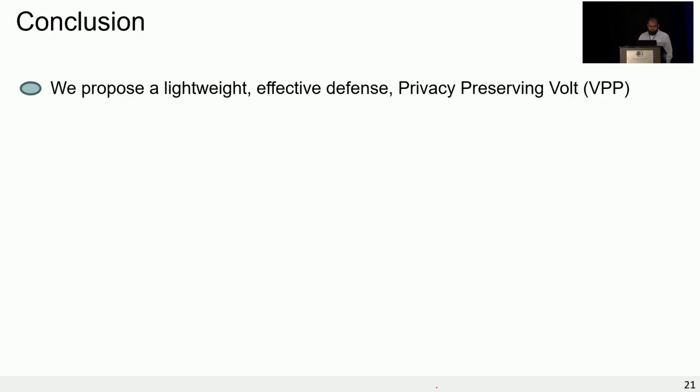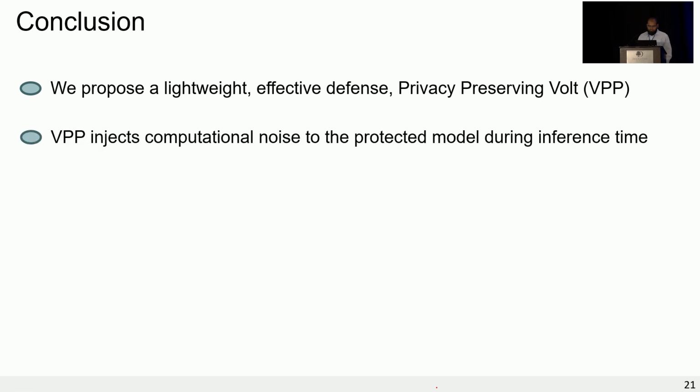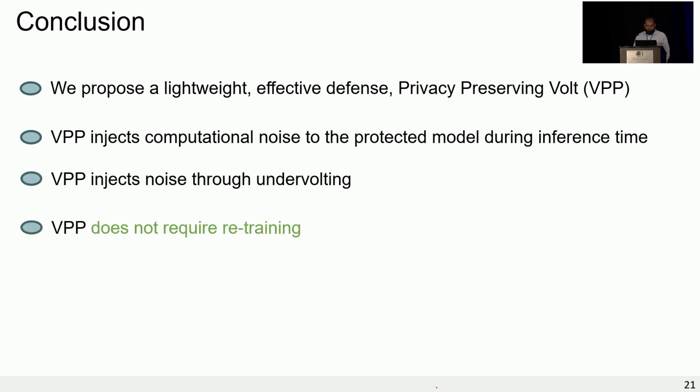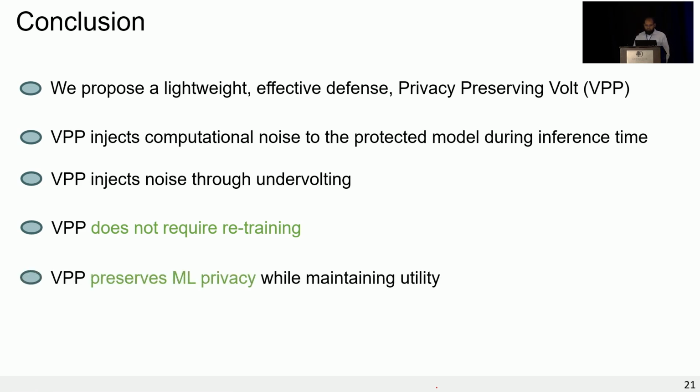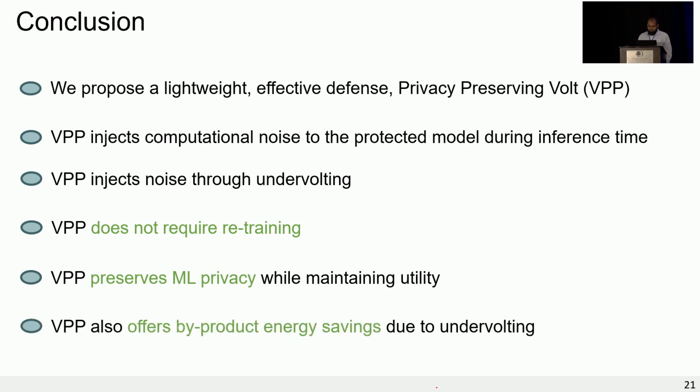Just to summarize, we propose a privacy-preserving defense that is lightweight and effective. We introduce noise during inference time by means of undervolting, so it does not require retraining of the model. It preserves privacy while maintaining utility. And because of using undervolting, we have some byproduct energy savings.